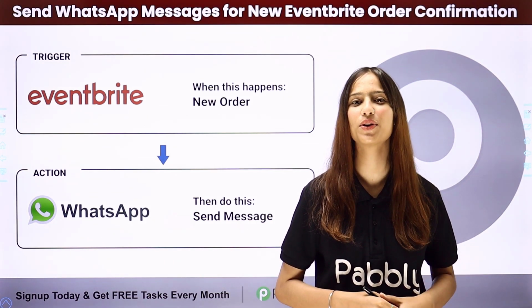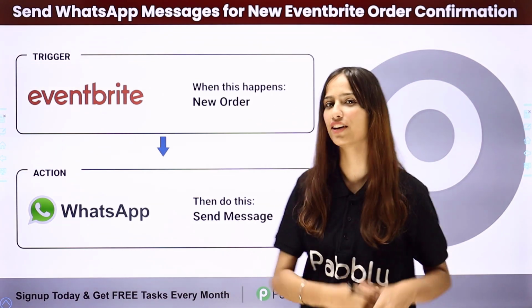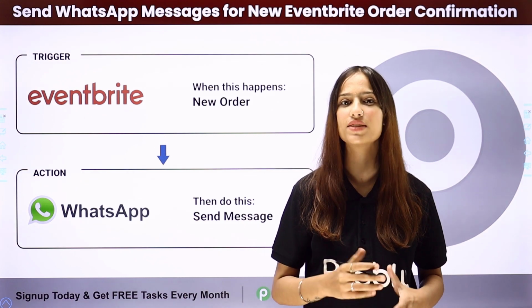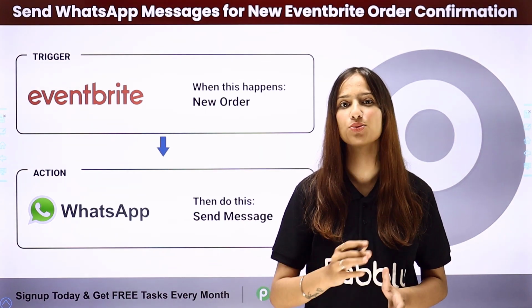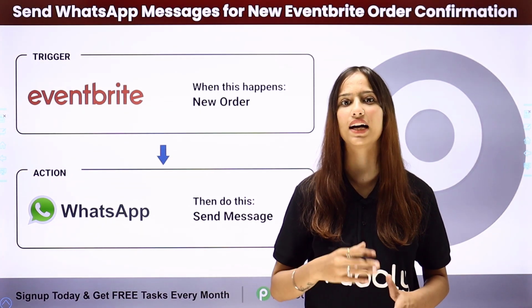So in today's video, we are going to understand how to send WhatsApp messages for new Eventbrite order confirmation. So in Eventbrite, I have created some events, and here my objective is that whenever a new order will be placed for tickets to an event, then I want to send an order confirmation WhatsApp message to that attendee.